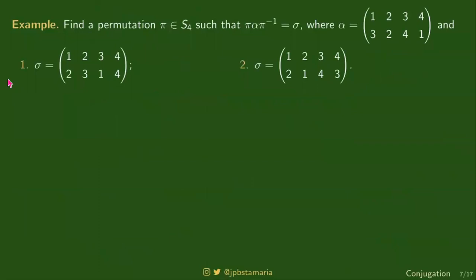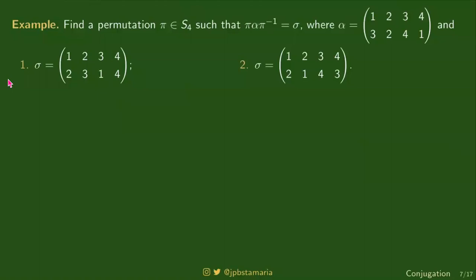And another example. Ito naman, you are asked to find a permutation pi so that pi alpha pi inverse is sigma. Ito yung alpha, ito yung mga sigma na possible. So this time ang hinahanap yung pi, yung pang-conjugate. Okay? So alamin natin yung pi so that these two are conjugates. Alpha and sigma are conjugates. Ano yung nagko-conjugate sa alpha para maging sigma? So we are now looking for those.